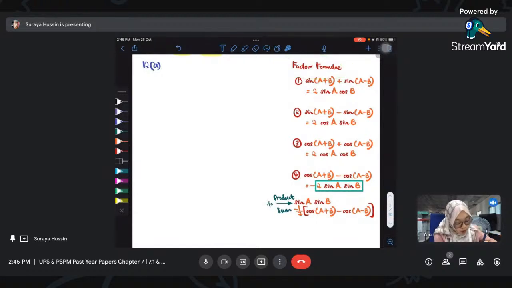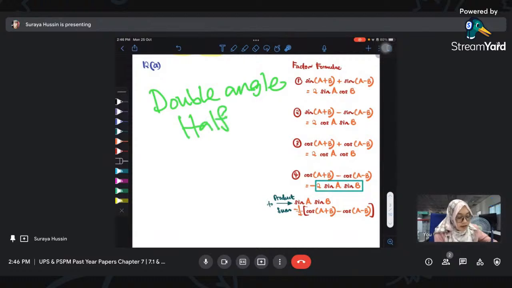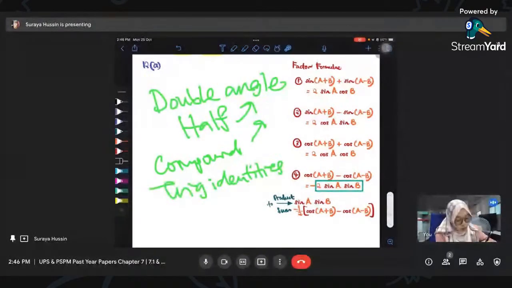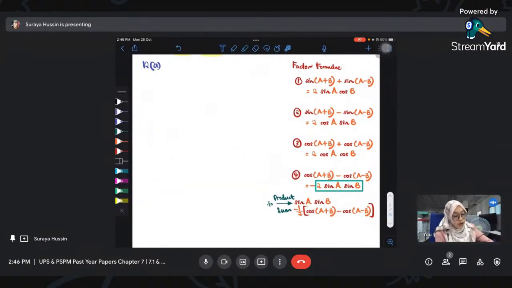I want you to remember double angle, half angle. I told you many times already. Compound angle, trig identity. Okay, all of this is what I want you to hafal. Okay, you cannot miss one of it. Okay, you boleh miss factor formula sebab yang ni confirm akan bagi dalam exam.